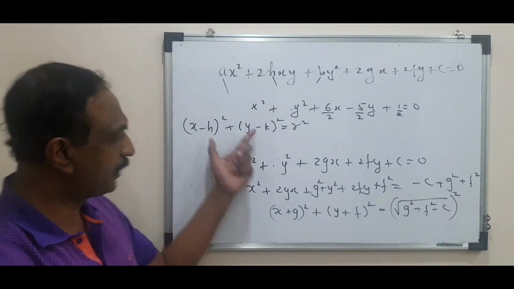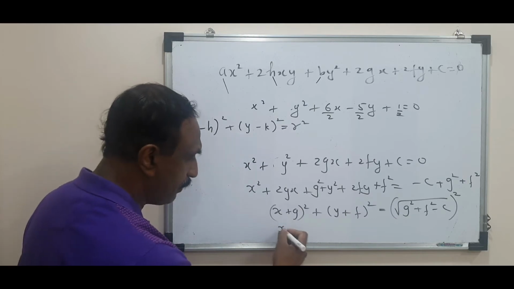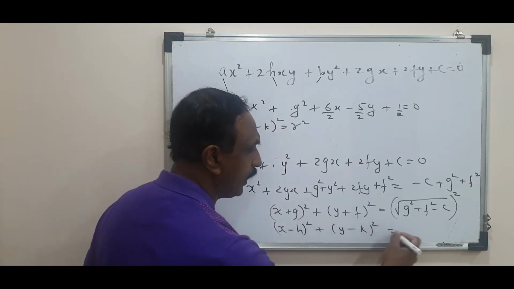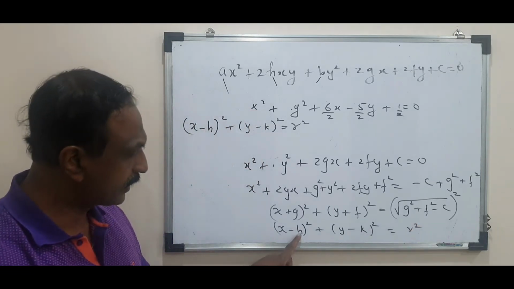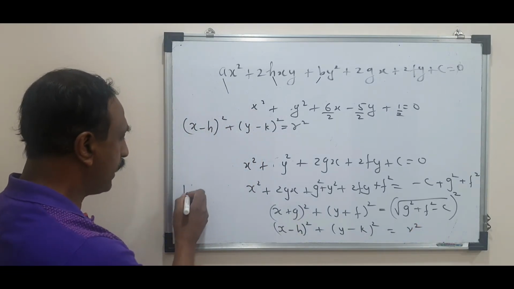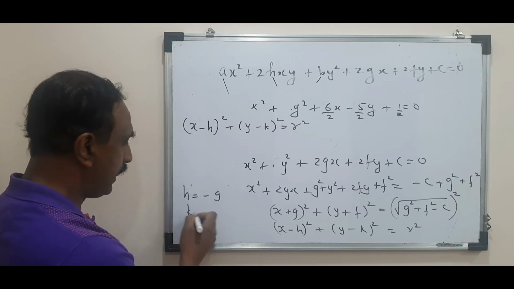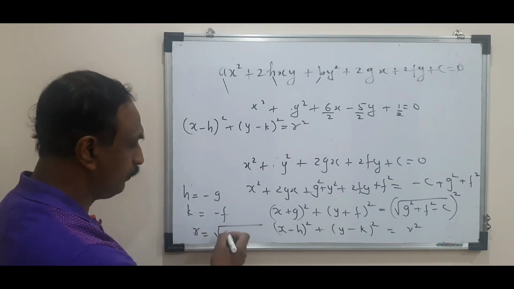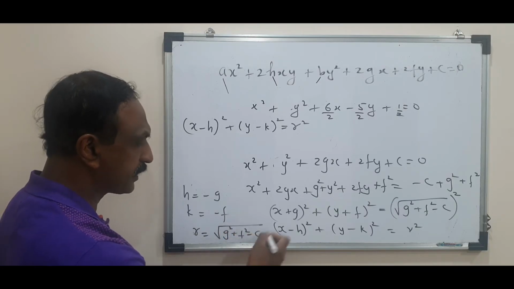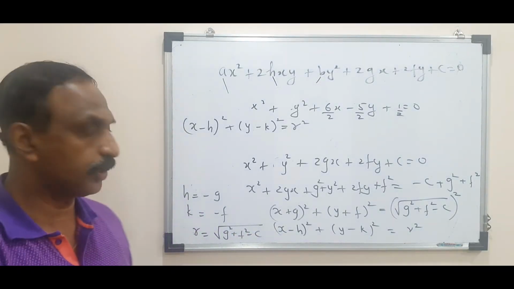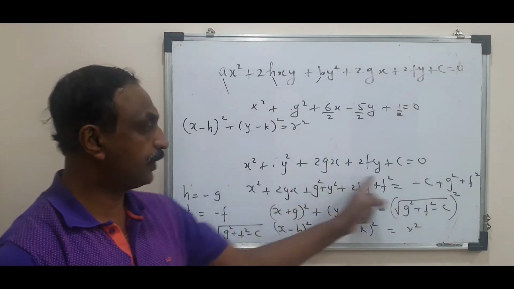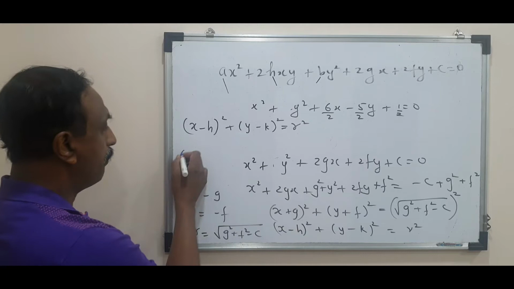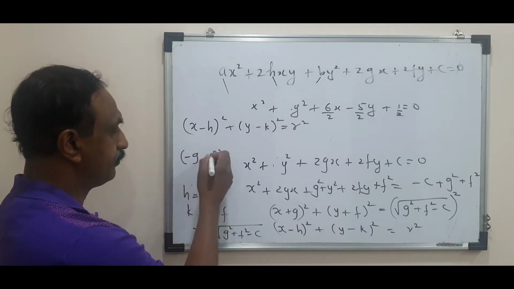So if you now compare both equations, that is, I'm comparing with x minus h the whole square plus y minus k the whole square equal to r square, therefore I can say h is equal to minus g, k is equal to minus f, and r is equal to root of g square plus f square minus c. So this is the most important thing to remember. When such an equation represents a circle, the center of the circle will be minus g comma minus f.